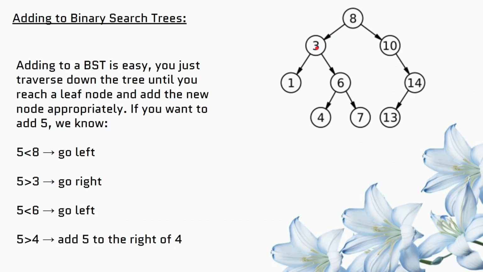So 5 is less than 8, greater than 3, less than 6, but greater than 4. So 5 would get added right here. Let me actually do that. To the right. So it gets added right there. And if you want to add 9, as we mentioned before, 9 would go here. If you wanted to add 2, it would be over here. Nice and simple. We just have to traverse down the tree and add it to the right spot.